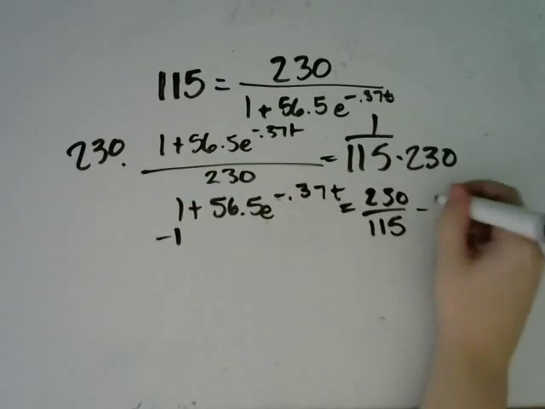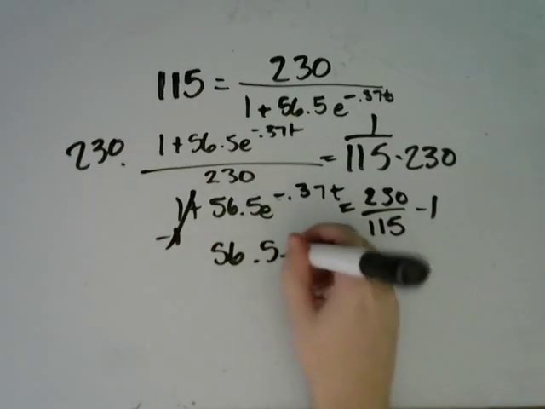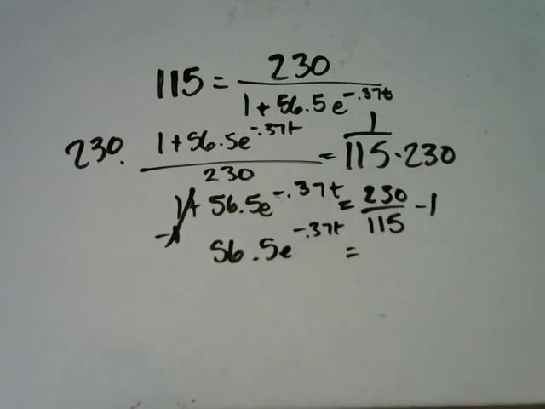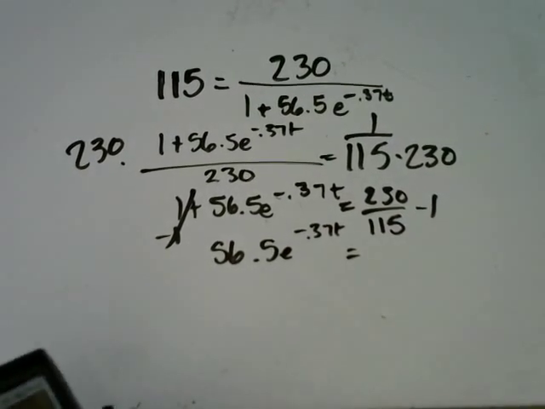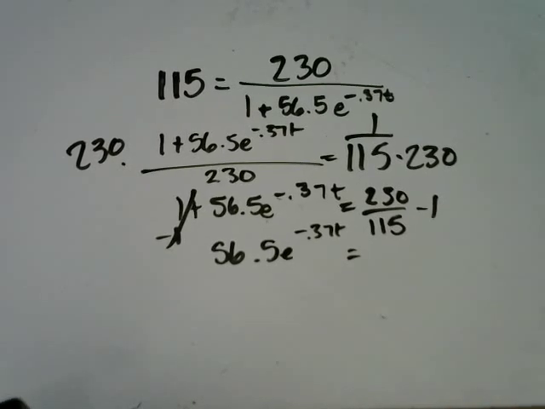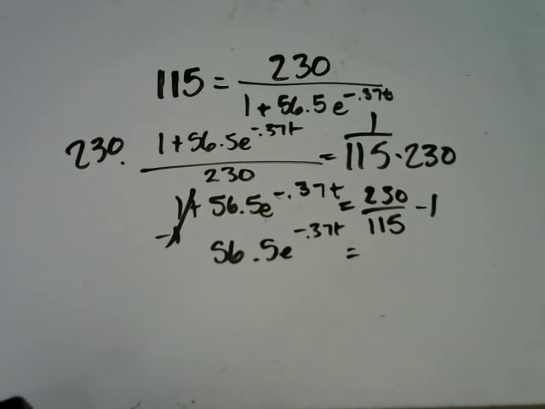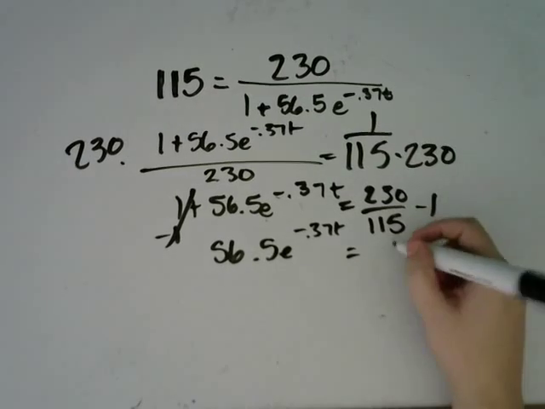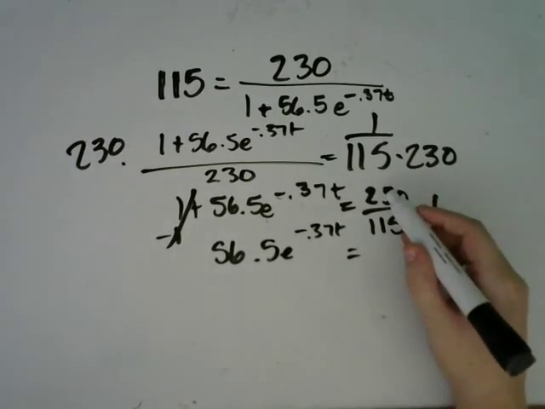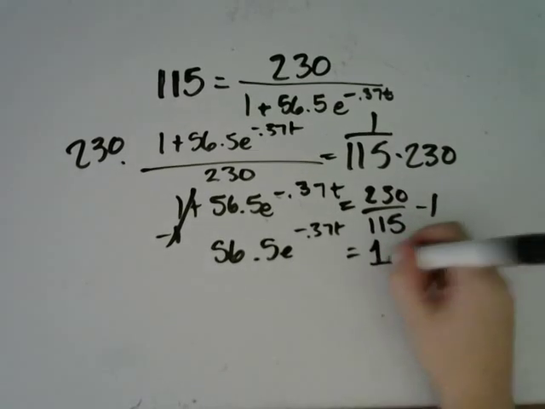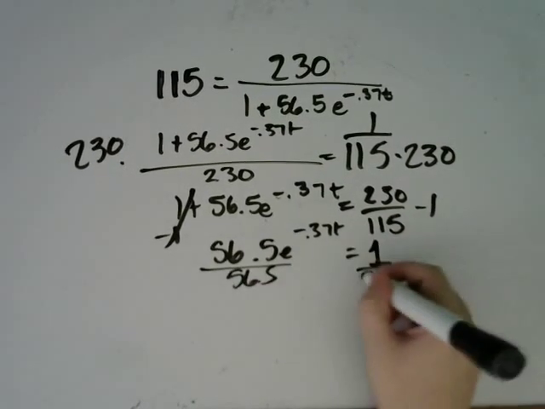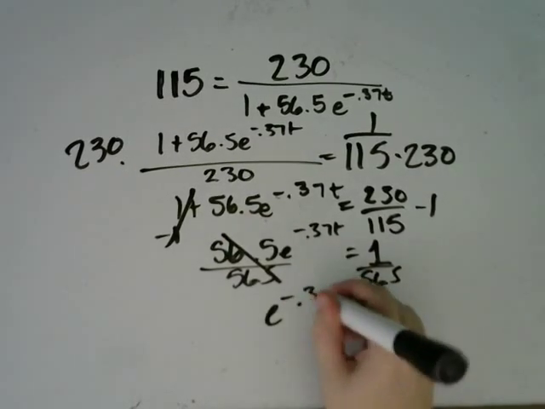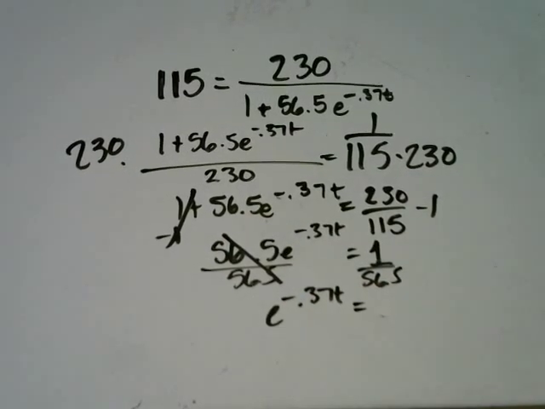Subtract 1. And then I'm going to use my calculator for this one instead of my mind. So 230 over 115 minus 1. This is just 2, because this is half of that. Divide by 56.5. e to the negative 0.37t equals 1 divided by 56.5. And wow, that's a very small number.